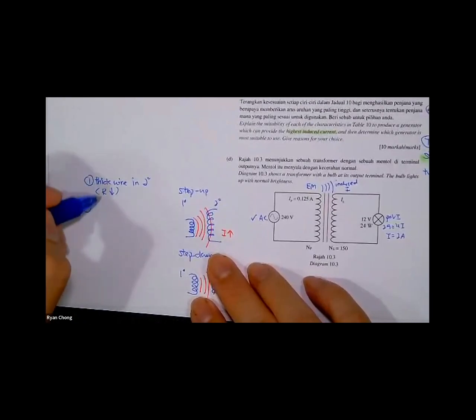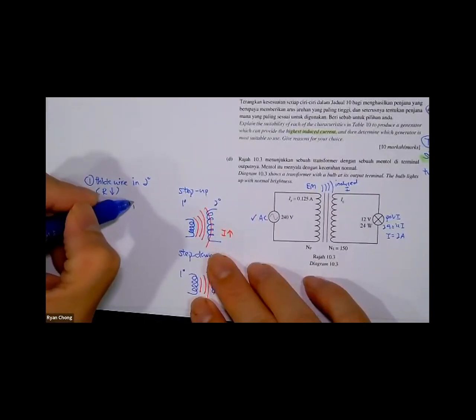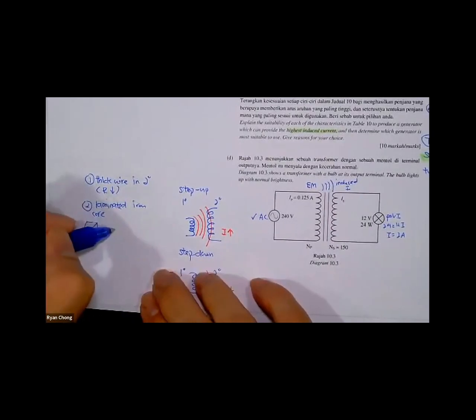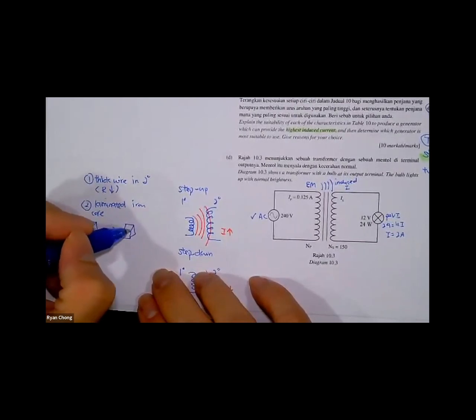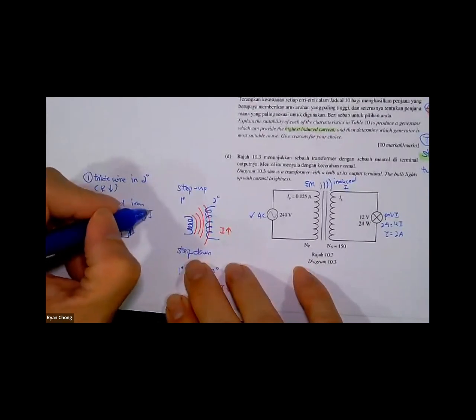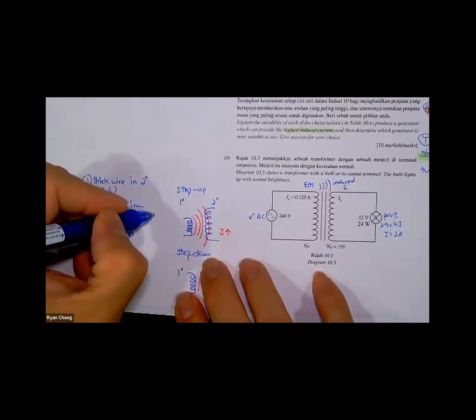Number two, you will use a laminated iron core. Okay. What is laminated? This is not laminated, a box of iron core. But laminated means like this. The iron core, you chop into small slices. This is laminated. So what's the function? You can reduce eddy currents. Eddy currents are currents that flow and cause you to lose energy. So you cannot produce greater interaction, greater induced current. So we have to use laminated so the eddy current can be reduced.